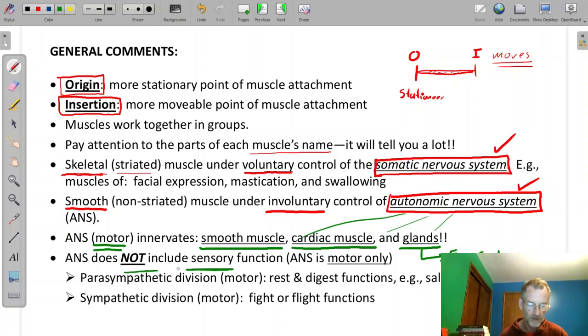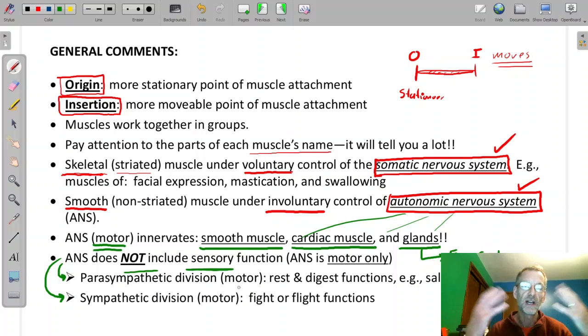Okay, just to finish off this quick review of the autonomic nervous system, you remember that there are two divisions. There's the parasympathetic and the sympathetic, both of which are motor, both of which innervate smooth muscle, cardiac muscle, and glands. Parasympathetic is divided up pretty much by function, along with sympathetic. So parasympathetic functions are rest and digest, typically. So that's salivation and contraction of smooth muscle of the stomach, relaxation, slowing the heart down, that sort of thing. Sympathetic, again, it's motor to different smooth muscles, cardiac muscle and glands, and those are fight or flight functions.